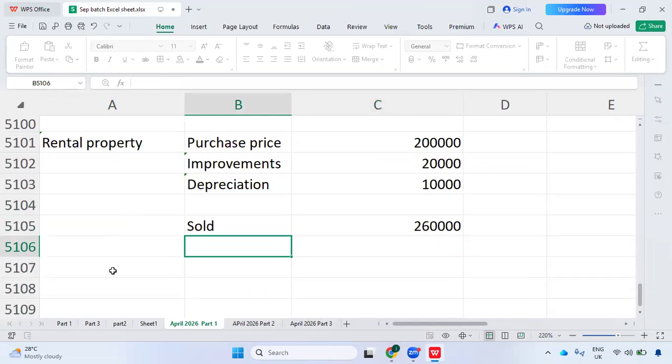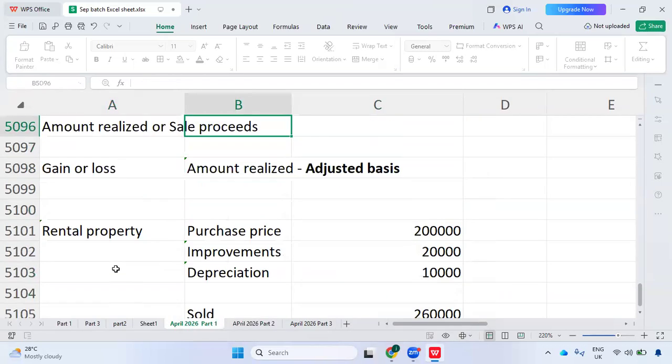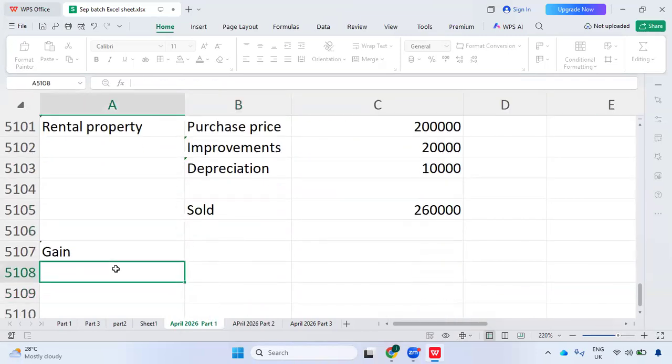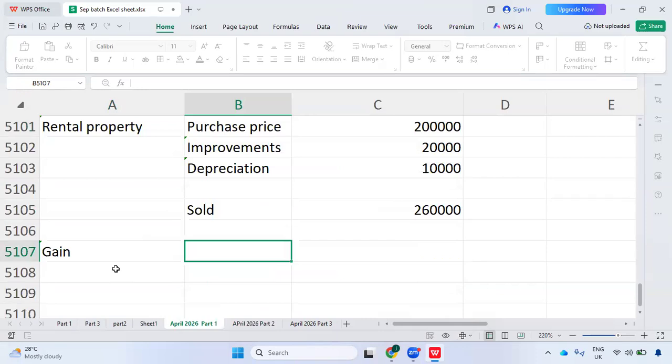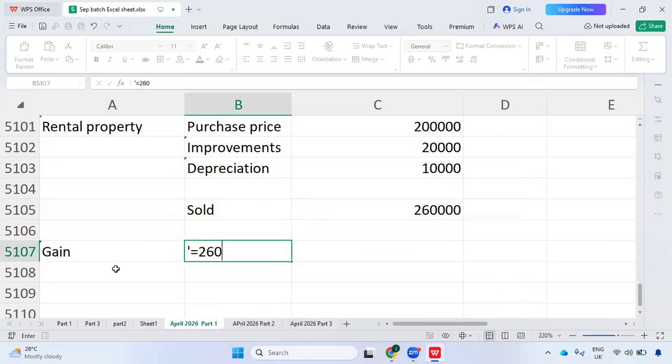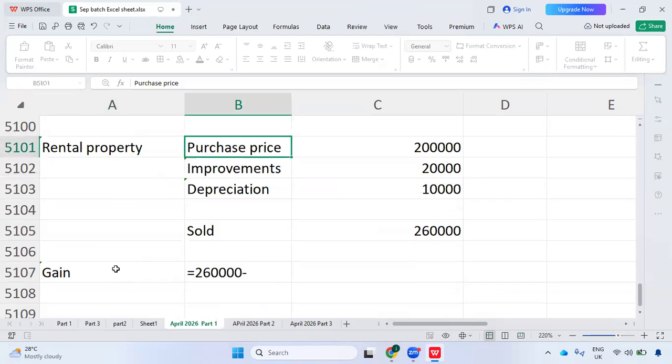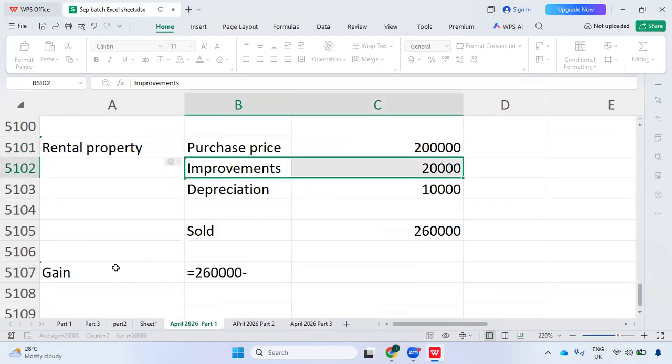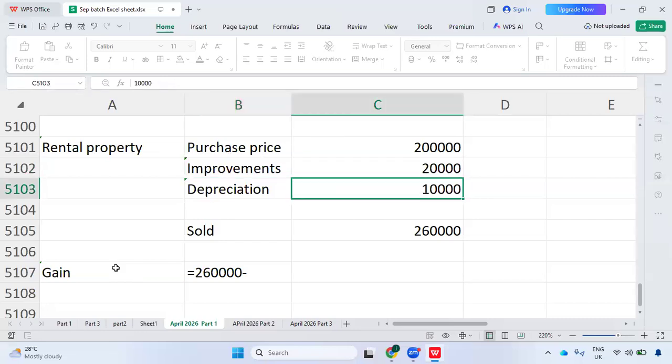We need to calculate the gain. Gain formula: amount realized minus adjusted basis. So what is the amount realized here? 260, right? The amount realized will be 260 minus adjusted basis. So what is the adjusted basis here? Purchase price 200 and improvements. Will we add or reduce these improvements? Add. Depreciation, minus. Reduce.